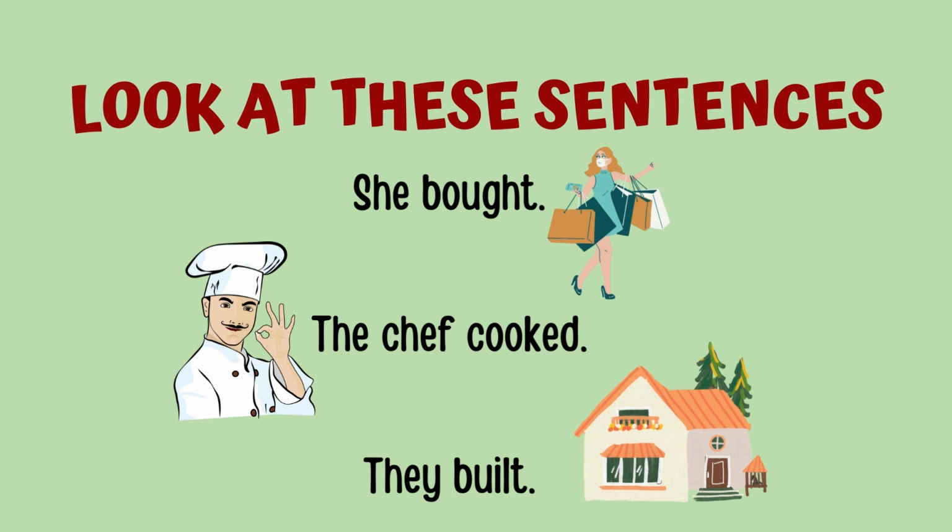Like she bought, the chef cooked, and they built. Like if there are no pictures, these sentences do make sense but not complete sense. Okay. Especially if you are like Pakistani or Indian, you must know that for us, where English is not even a second language, these sentences make sense to us, but they are not complete because they need something that is at the other end of the action.